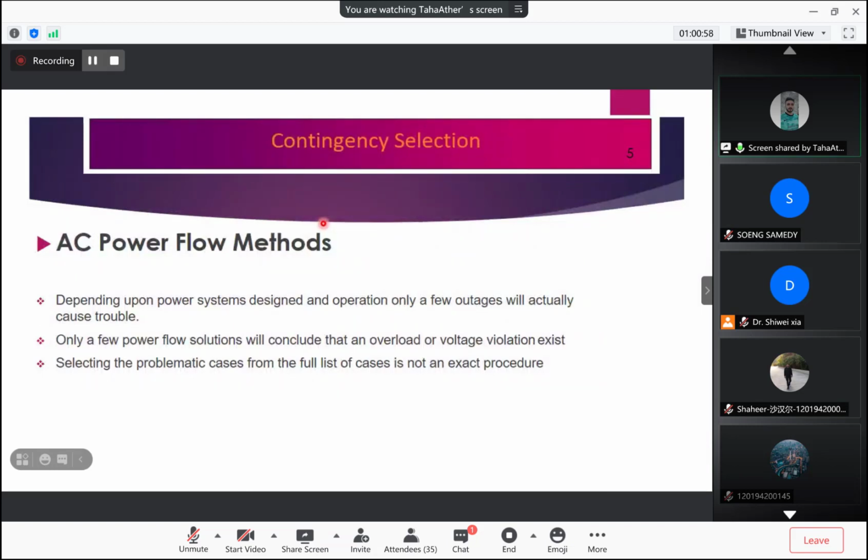Because of the way the power system is designed and operated, very few outages will actually cause trouble. Therefore, we will shortlist those outages that are the main cause of any disruption of the system. That is, most of the time spent running AC power flows will go for the solution of the power models that discover that there is no problem. Only a few of the power flow solutions will in fact conclude that there is an overload or voltage violation.